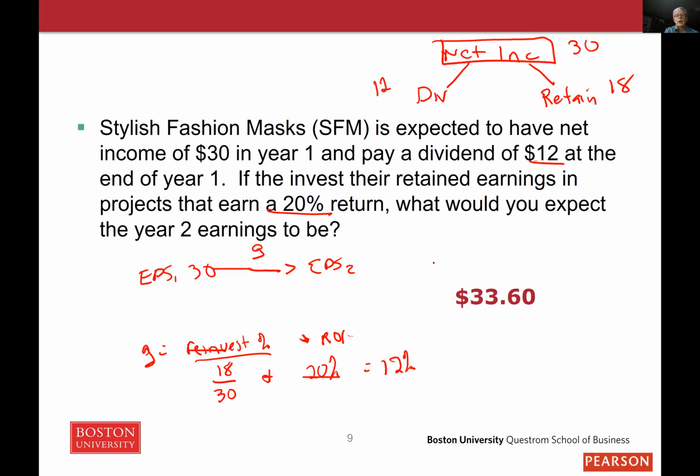So we're going to take our $30 earnings per share, increase it by 12%, and you get $33.60.